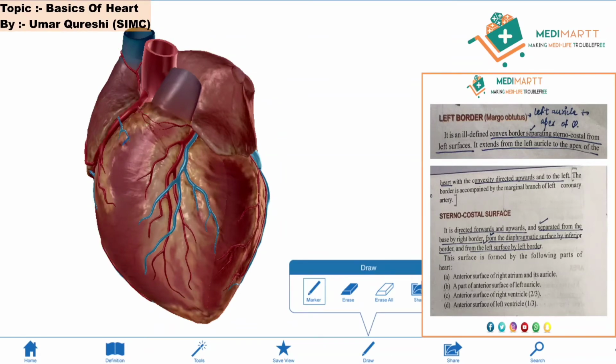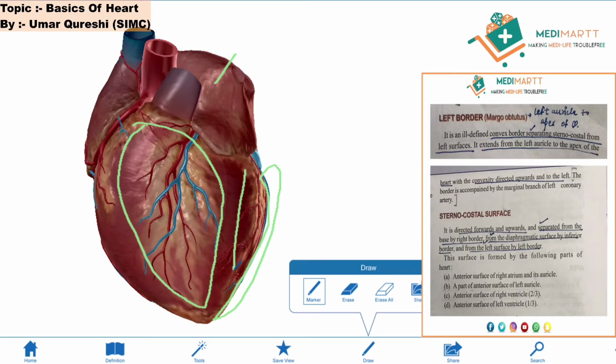Basically, the author is trying to say how this sternocostal surface is separated from the base, and how it is separated from the diaphragmatic surface. As we all know, at the posterior there is a diaphragmatic surface, and here is the left surface. So it is separated from these three parts: the base, the diaphragmatic surface, and the left surface. The sternocostal surface is separated from the base by the right border, then from the diaphragmatic surface by the inferior border.